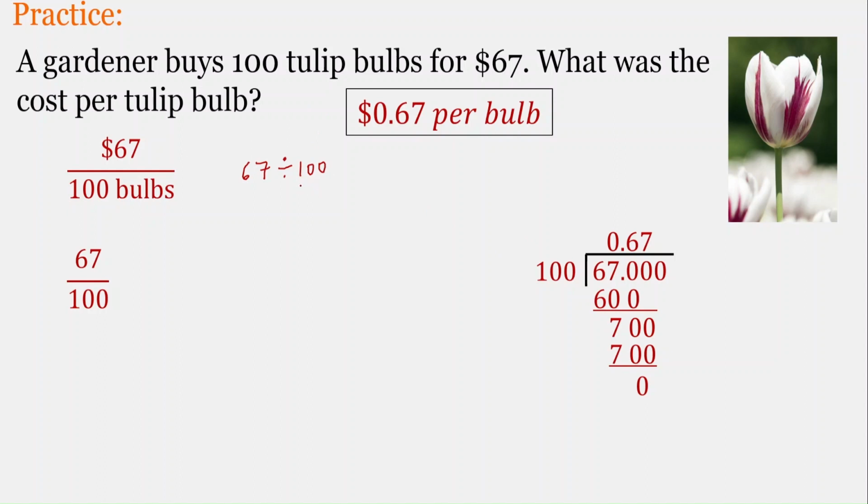But dividing by 100 is a simple pattern. When we divide by 100, so this is 67, what we're doing is moving the decimal place 2 spaces to the left. So it becomes 0.67. Dividing by 1,000 moves it 3 spaces to the left. So being able to quickly divide by 10, 100, 1,000, 10,000, and so on is a convenient skill to have.